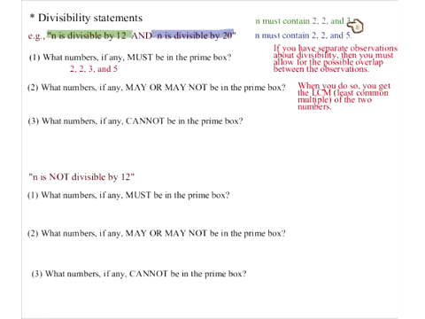Another way you can figure this out is just to start grinding out lists of numbers, which is something we'll see later. What numbers may or may not be in the prime box? Anybody in the text box, please indicate. May or may not. You guys need to cast a wider net than you are casting right now. You create the remaining twos and so on. The answer to this question is absolutely anything else.